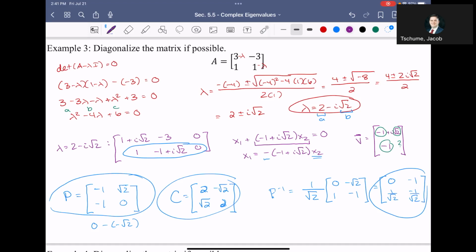I'm not going to put them all together because the homework's not going to make you do that either. But remember, you have just broken A down into the form P times C times P inverse, where the P and the C matrix help you illustrate the eigenvalue and eigenvector of your matrix.